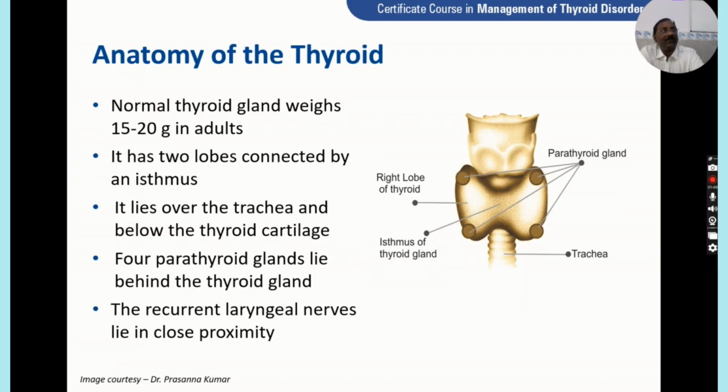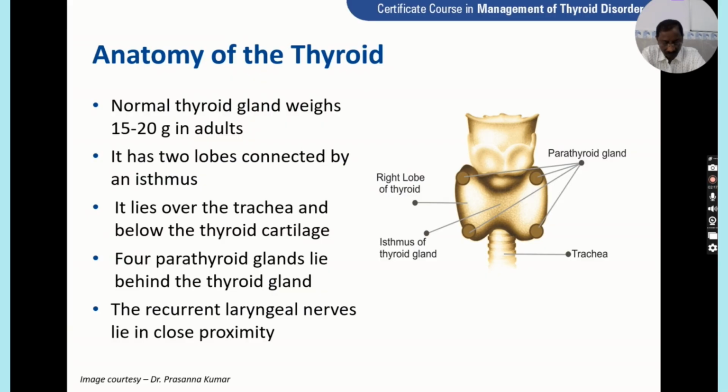If you see the anatomy of the thyroid, it is a very small gland, weighing about 15 to 20 grams only, but deficiency or hypersecretion will cause almost all the disorders in almost all parts of the body, whether cardiovascular, neurological, respiratory, etc. So the effects of either hypo or hyper will be there in all the systems of the body, but the thyroid gland weighs just 15 to 20 grams.